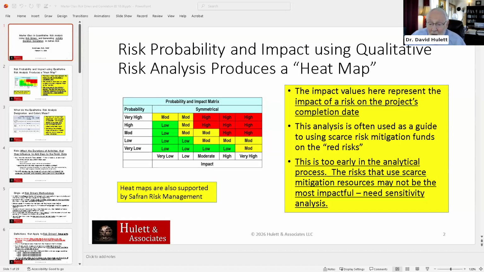I've underlined this is way too early in the analytical process to start mitigating. The risks that use scarce mitigation resources may not be the most impactful because we haven't looked at the schedule logic. We haven't looked at the importance of parallel paths and near critical paths and things like that that will tend to augment or deaden the impact of any particular risk on the finish date. It just is making a blind assumption of the finish date.